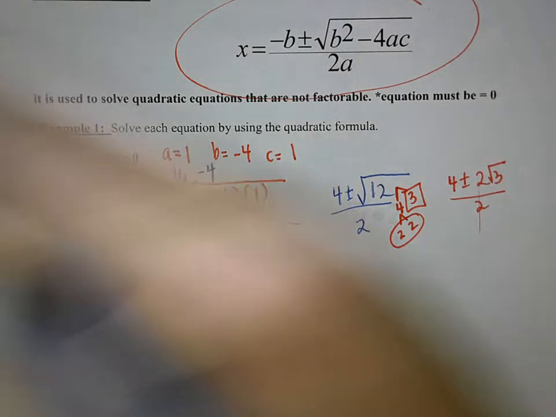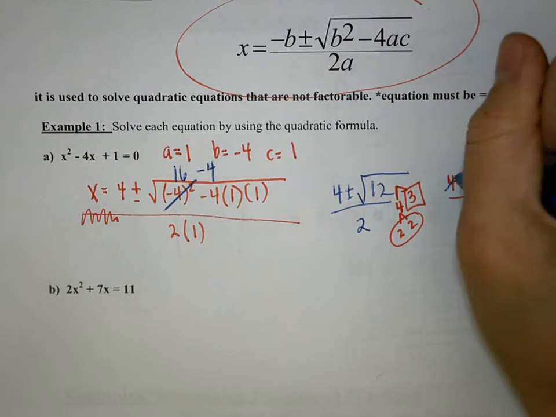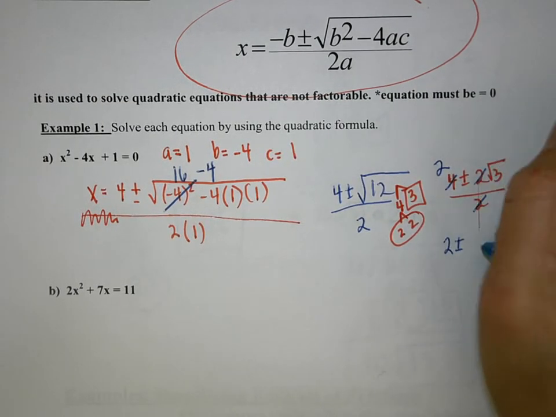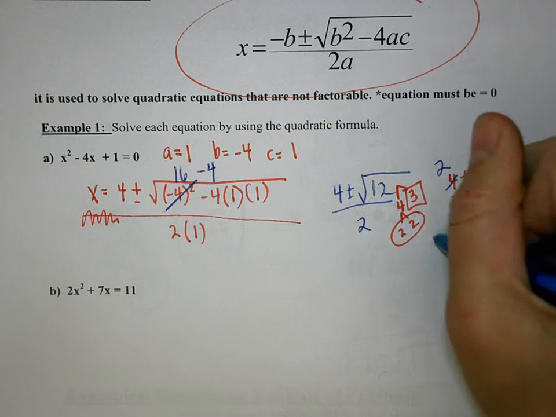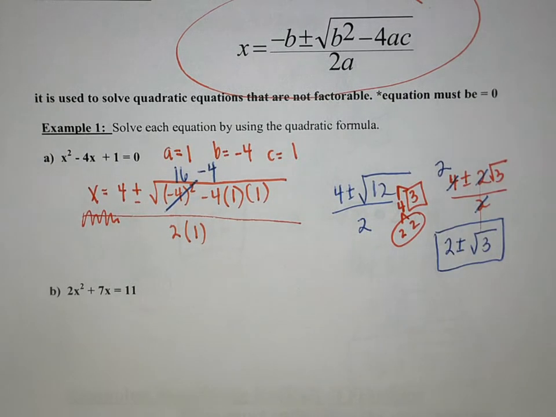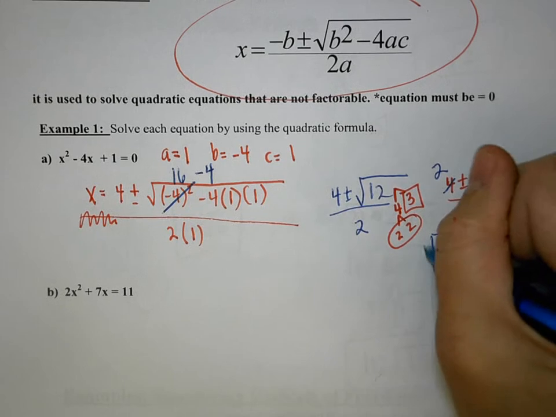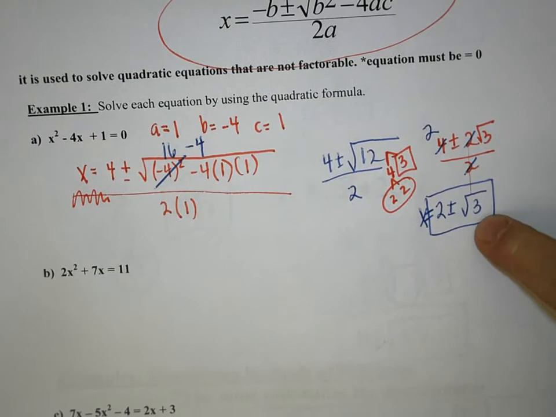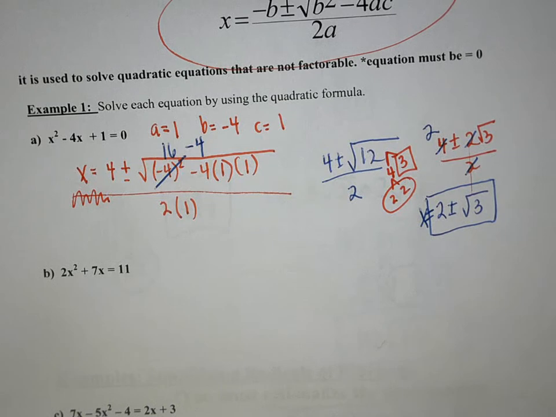So when I reduce this, we end up getting what? 2. Good. 2 plus or minus root 3, or if you have 1 root 3, that is also correct. And this is what x equals. X equals this. And how many answers are actually here? 2, because 2 plus root 3 and 2 minus root 3.